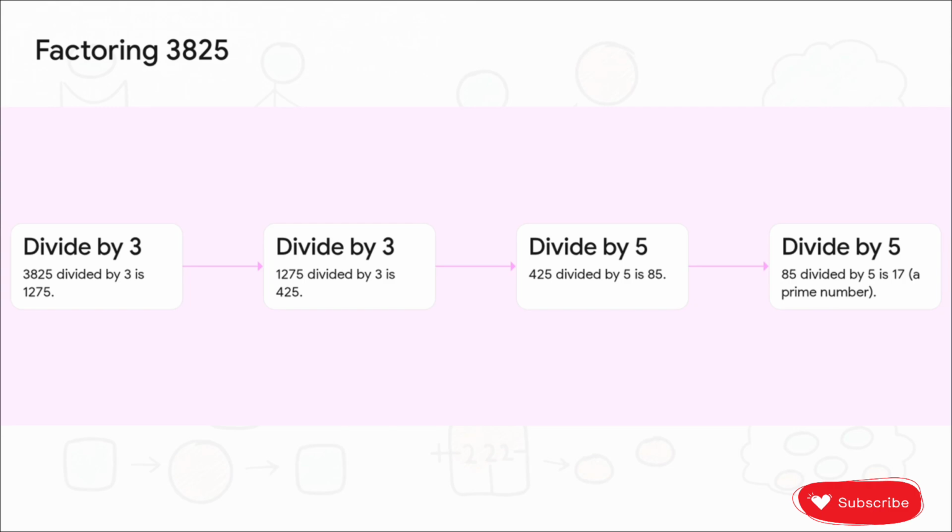Let's divide by 3 again, and that hits 425. Now 3 doesn't work anymore, so we move up the ladder to 5, which gives us 85. Divide by 5 one more time, and we land right on 17. And hey, 17 is a prime number itself, so we're done.